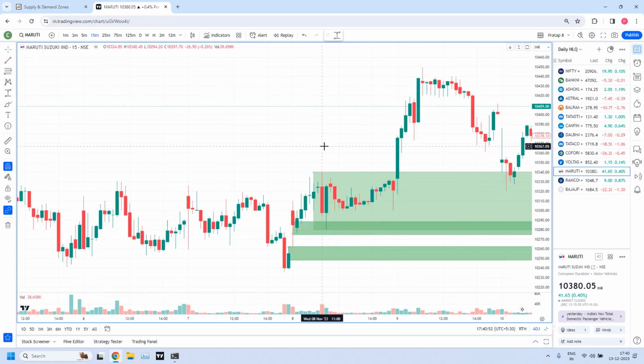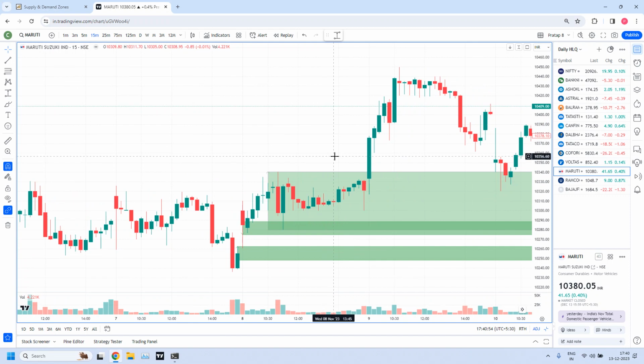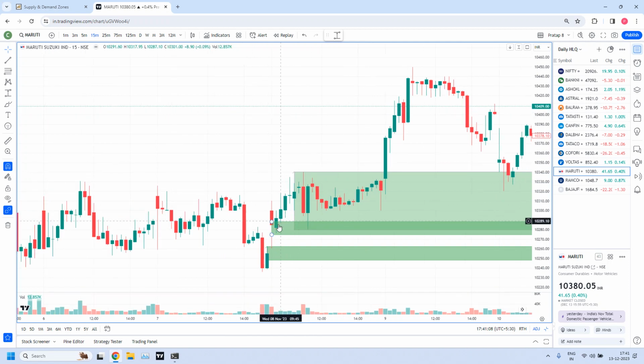Then do we have any other opportunities here? Yes, we have one 15-minute zone. This is a leg candle, and then we have a base candle, and then again we have a leg out candle, follow through candle, and another follow through candle. You can draw a zone like this, a 15-minute zone.